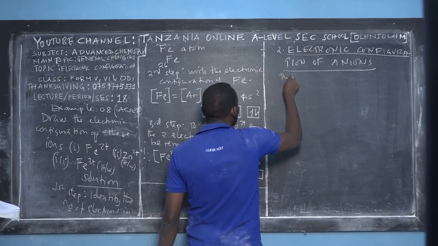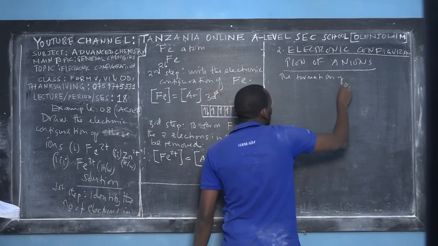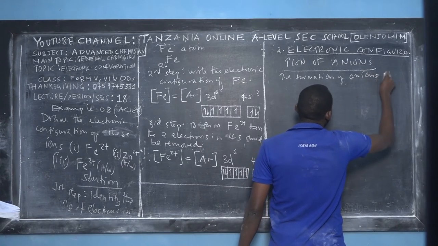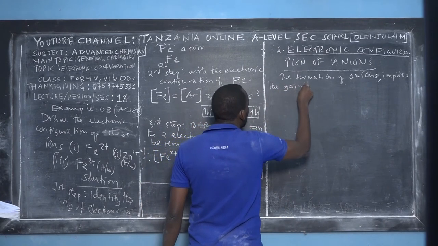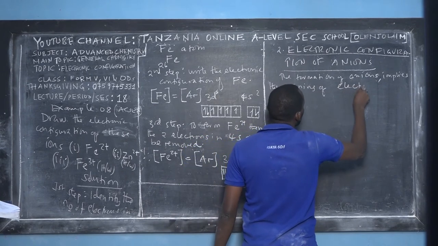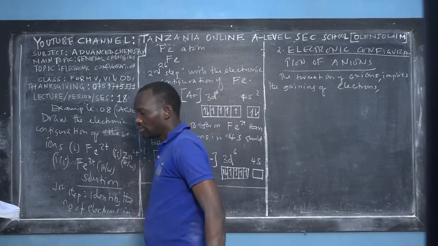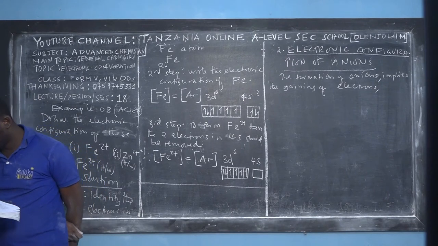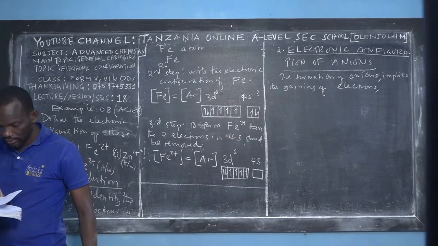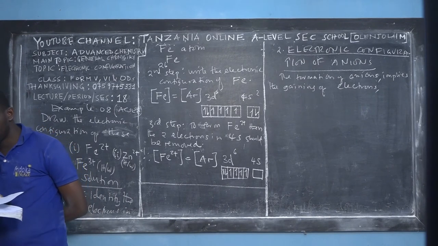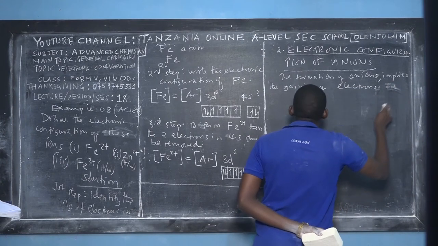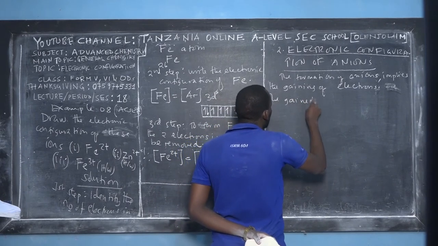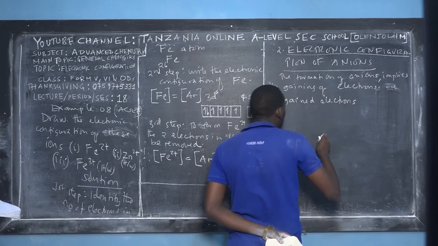So you say that the formation of anions implies the gaining of electrons. So it changes the number of electrons. And this gain of electrons will take place in orbitals with unpaired electrons. They gain the electron or electrons, for example, oxygen can gain 2 electrons.